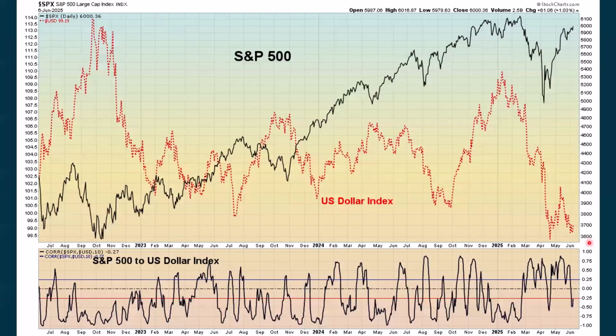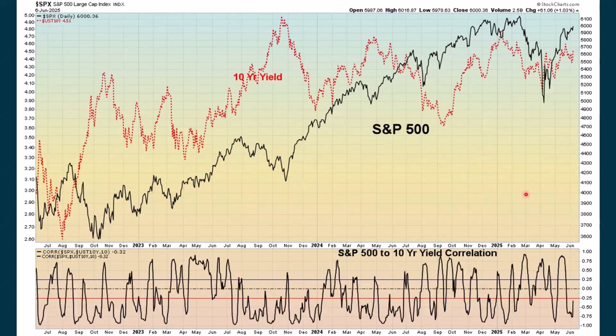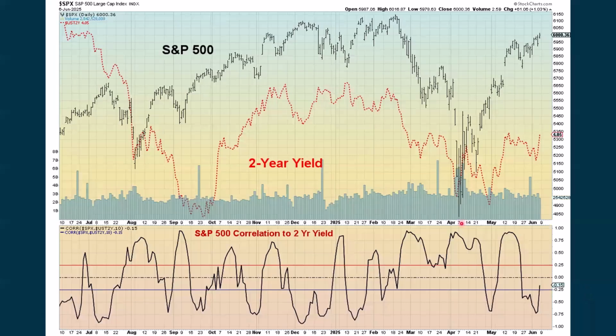Then we look at some correlations. We look at stocks to the dollar coming back up and actually getting closer to neutral. Not really getting any insight there. And then stocks to oil, they're having a tendency to go in the same basic direction. They both have been going up lately. And then stocks to the 10-year yield, coming back up into neutral, but a slight tendency to go in opposite directions. And the tech sector to the 10-year yield, also a slight tendency to go in opposite directions as well. And now neutral when we look at stocks to the 2-year yield, where they were going in opposite directions, and now we're seeing them tending to go more in the same direction.